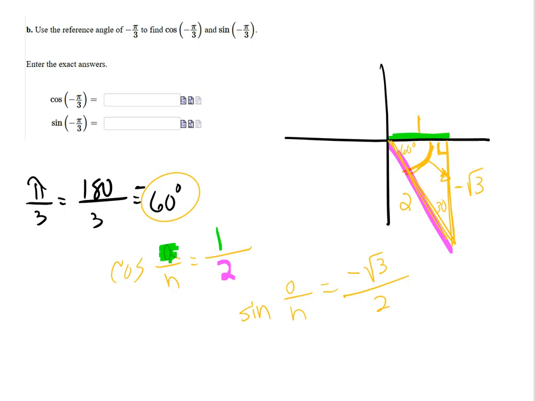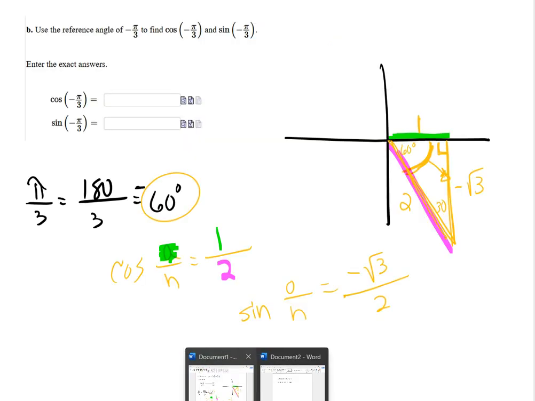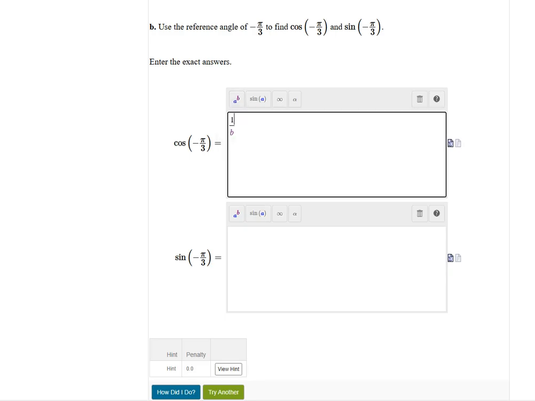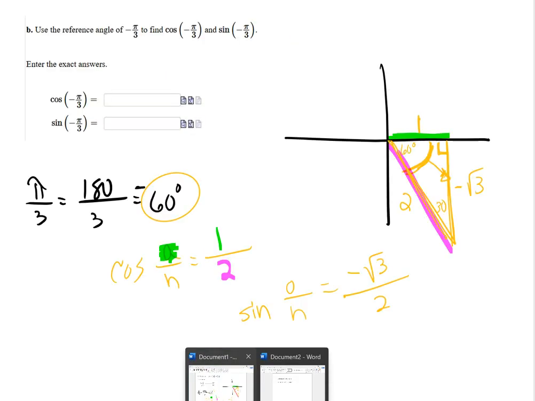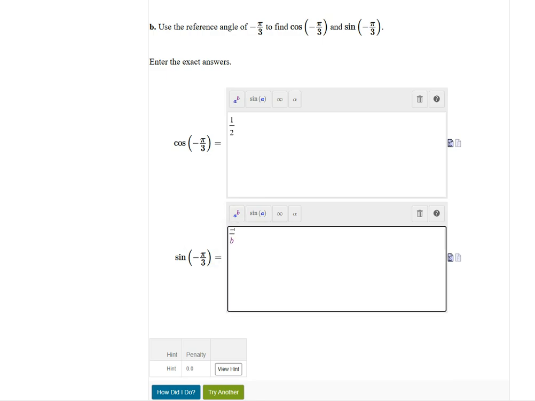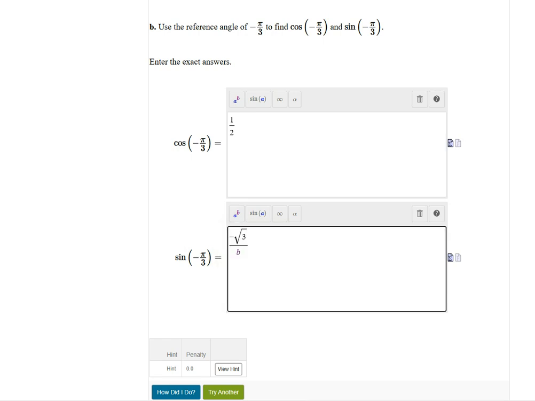So let me go type those in real fast. What were they again? Oh, 1/2. All right. So fraction 1 over 2. And then this is going to be negative square root of 3 over 2. Fraction, negative sign, and then type in the square root, 3 over 2.